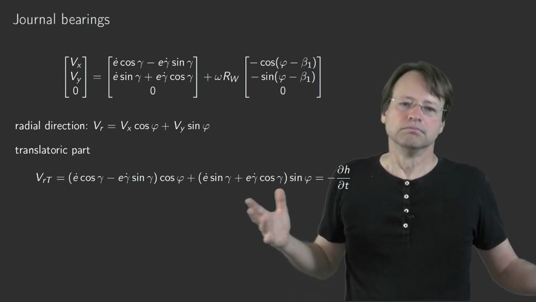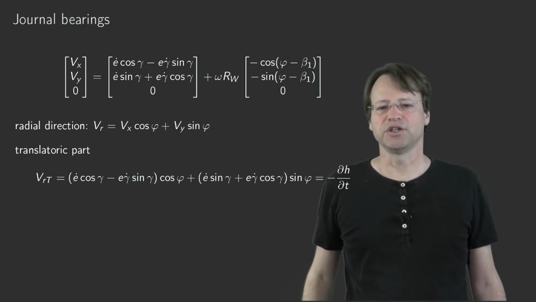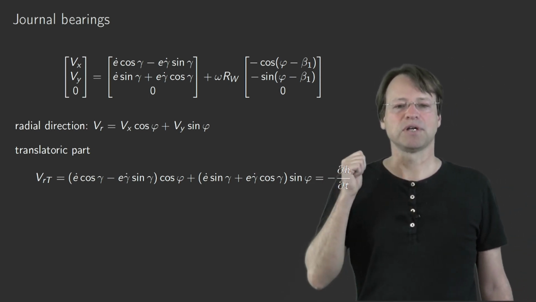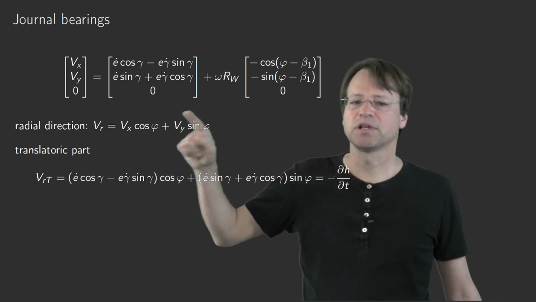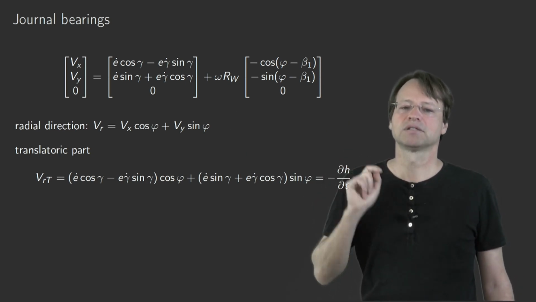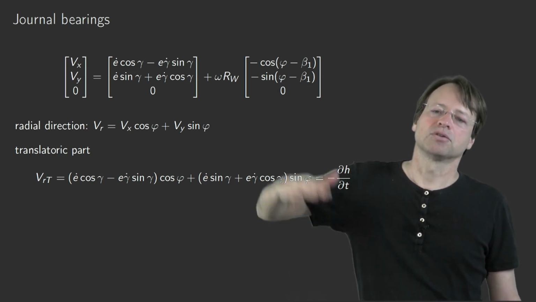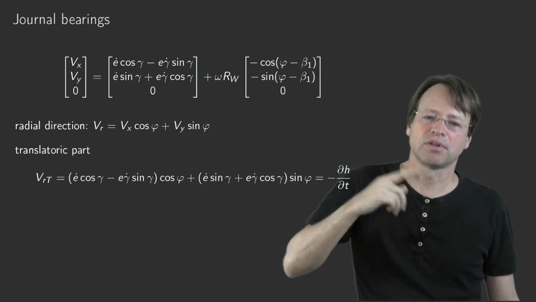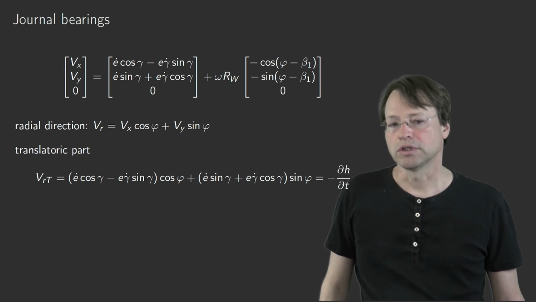And well, it might be astonishing, but if you do the computation with the lubrication gap, you take the derivative with respect to time, taking into account, of course, the time dependence of e and of gamma here, then you arrive at this expression. So the translatory part can be abbreviated by minus the partial derivative of the lubrication gap with respect to time. So the translatory part of the radial velocity tells you something about the change of the lubrication gap with respect to time. And now the rotatory part.